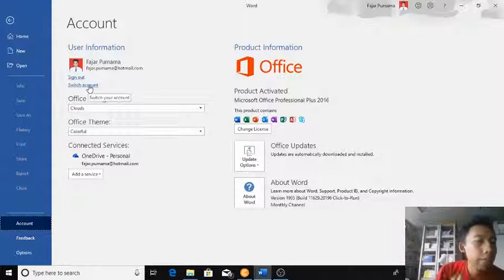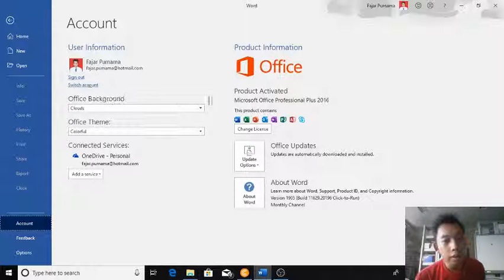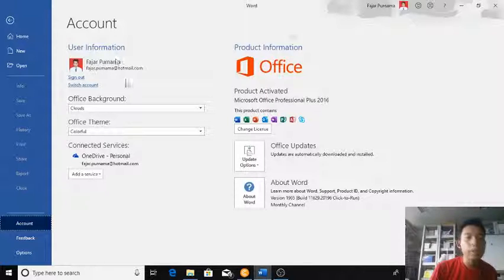So this way, if your hard disk laptop is broken, or for some reason you lose your laptop or something, your key is connected to your Microsoft account. So if you want to migrate to a new laptop or a new computer, you can just sign out from this one and then sign in on that, on the Office on the new computer.